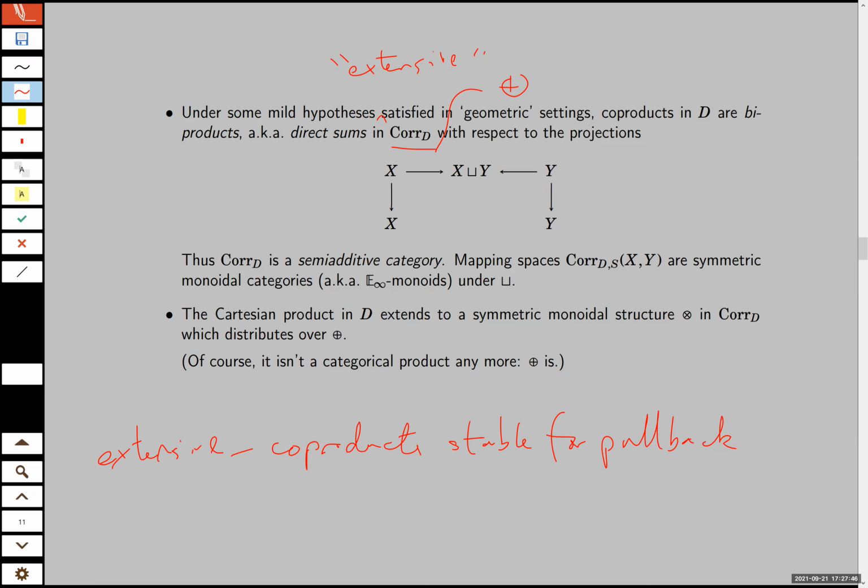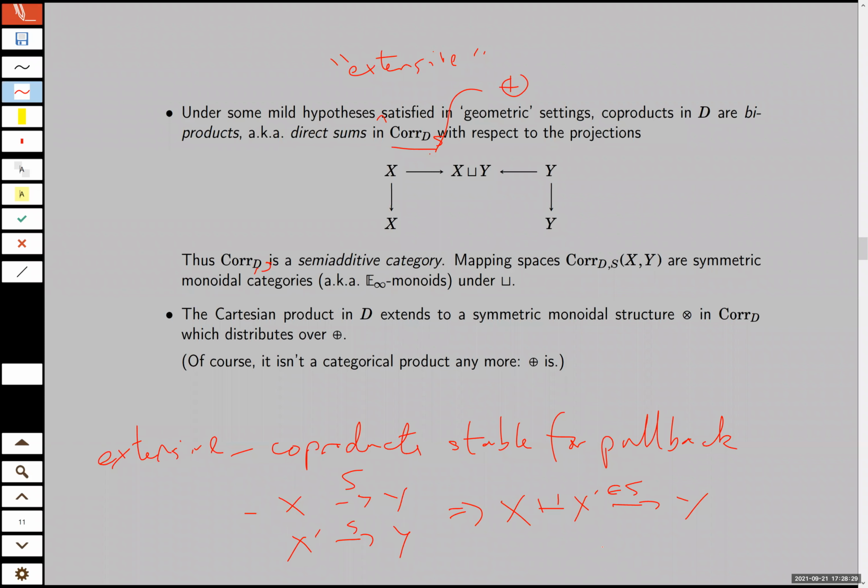And then obviously you need a condition on S as well, because this is correspondences in D, comma S. And the condition you should have is that if X is in S and X primed is in S, then X disjoint union X primed is in S. So you'll see that that's true in the examples you can think of.